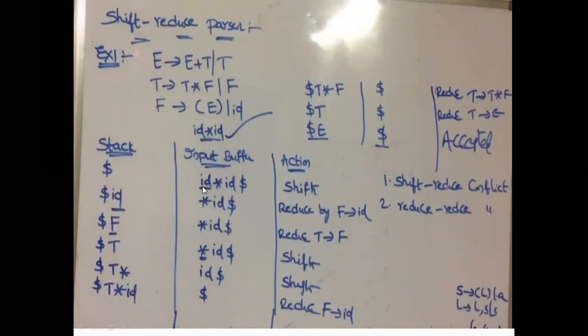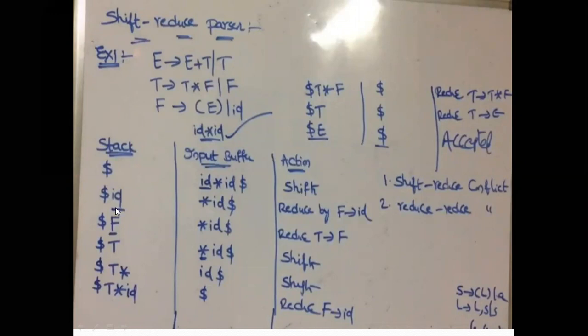Then id is pushed into the stack. So id is taken as a substring. Is there any production in the right hand side which is having the id? Yes, we are having the production with id. So this id is replaced with the left side non-terminal, that is capital F. So we are performing reduce, F is production with id.